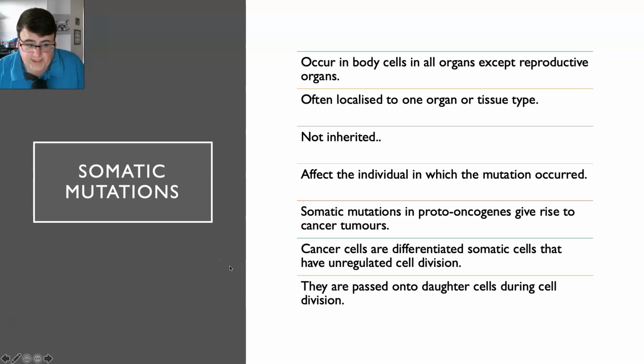Talking about both of these in detail, somatic mutations occur in all body cells, in all organs, except for our reproductive organs. They're generally localized to one organ or one tissue type though. Because they're not occurring in the germ cells, which means they're not being passed on to sex cells, they're not inherited. So they stay in the person that had that mutation occur. Somatic mutations in proto-oncogenes will give rise to cancer tumours. As we talked about last week, cancer cells are just differentiated somatic cells that have unregulated cell division. They're passed on to daughter cells during cell division, but that mutation will stay in the human body.